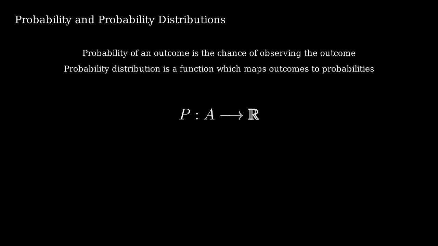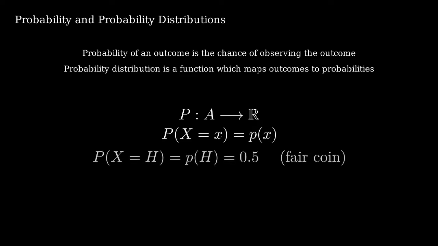In notation, we use big P to denote a probability function which maps outcomes to real number probabilities as the output. We may write the probability that random variable X takes value little x as shown, and can use shorthand with little p of x to denote the same thing. Here little p is a probability mass function which assigns probability to outcomes in the discrete case. Given a fair coin, we may say probability of heads is 0.5.